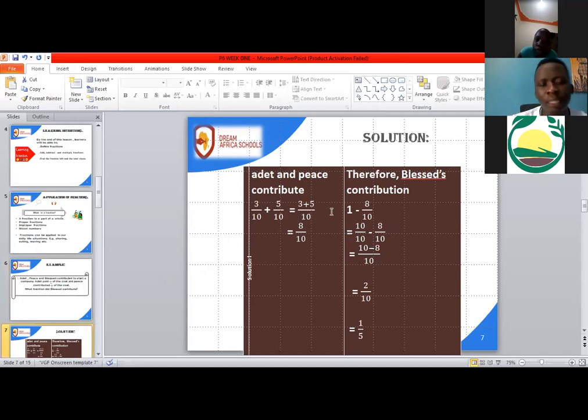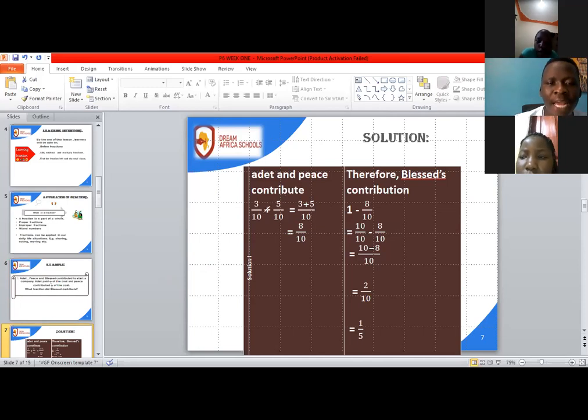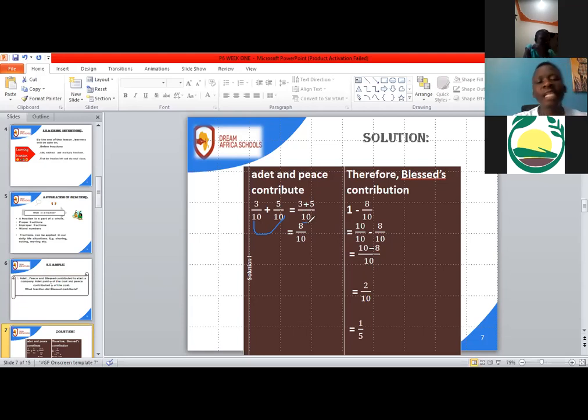Okay, if you look at this, like I told you, we shall get the sum of the contribution made by Adet and Peace. You realize Adet contributes 3 out of 10, while Peace contributes 5 out of 10. If we are to get the sum of their contribution, we shall add the numerators, that will be 3 plus 5, divided by the common denominator, which is 10. Why have we maintained the denominator? Because the fraction for Adet and the fraction for Peace have got the same denominator.